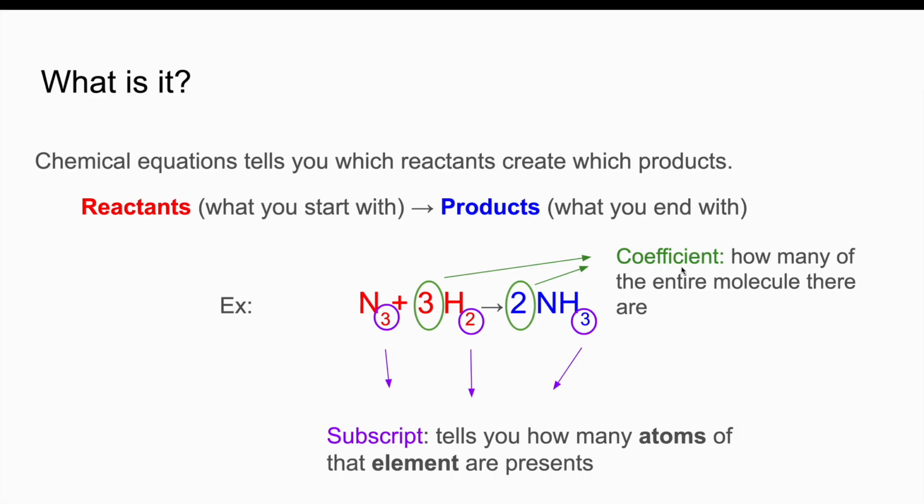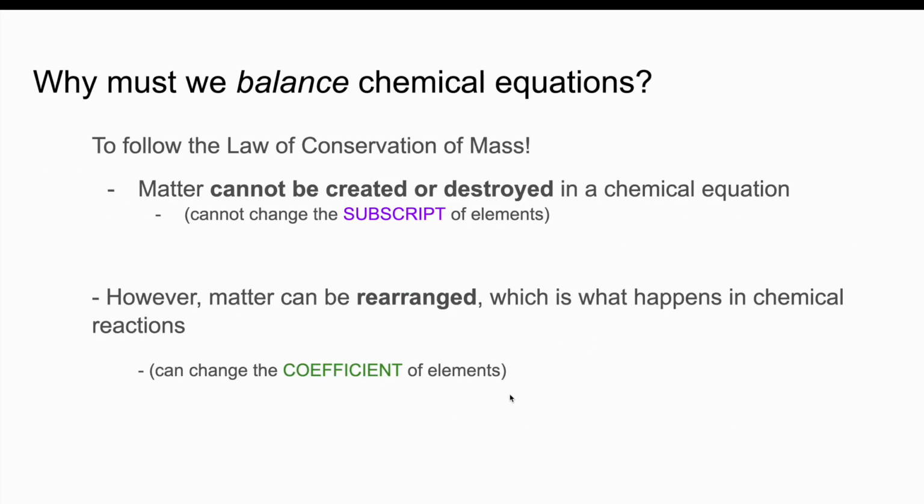However, coefficients do apply to the whole molecule. So, for example, over here, I have 2 hydrogens, and then I have 2 nitrogens, and then I have 6 hydrogens. So it applies to the entire molecule and it tells you how many of this entire thing there are.